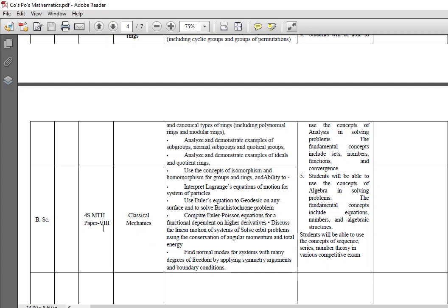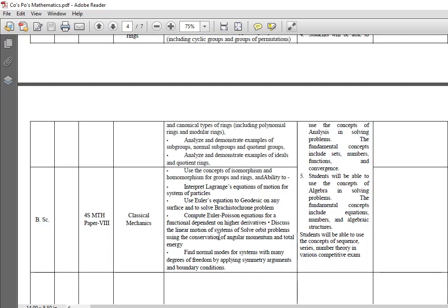After that, there is paper 8 in the fourth semester, that is classical mechanics. So here you can use the concept of isomorphism and homomorphism. You can interpret Lagrange's equation of motion for systems of particles and use Euler's equation for geodesics on any surface and to solve the brachistochrone problem. That is, the Euler differential equation is there. Calculus of variations is part of that paper. You can compute the Euler-Poisson equation for a functional dependent on higher derivatives.